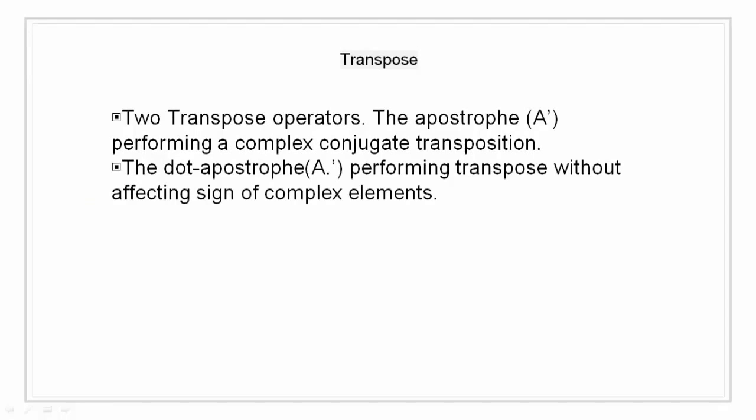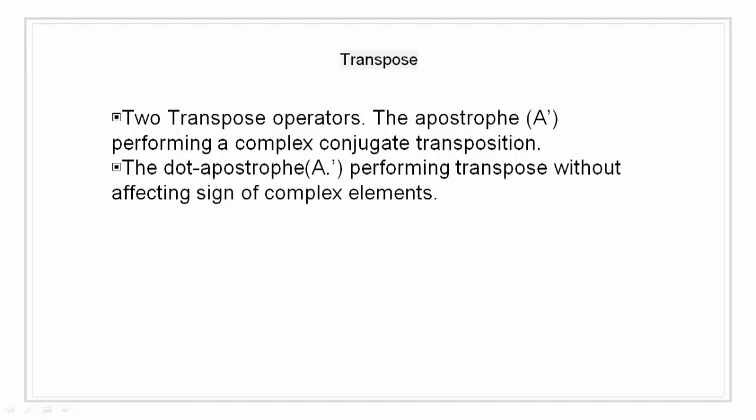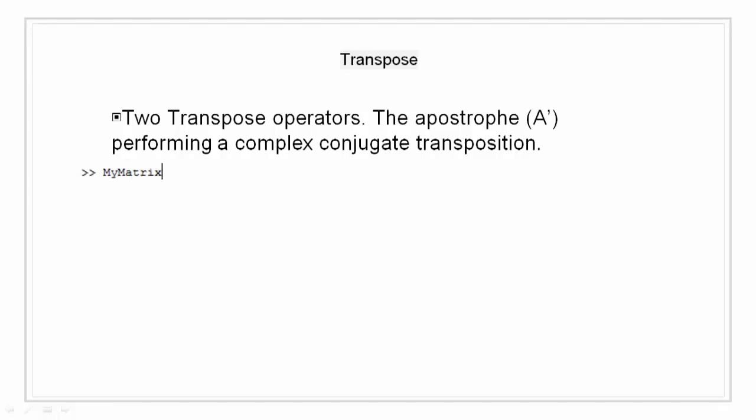The transpose operation. There are two transpose operators in Matlab. The first one is the apostrophe operator, which performs a complex conjugate transposition. What it does is basically flip a matrix about its main diagonal and also change the sign of the imaginary component of any complex element that may be present in the matrix. The second one is the dot apostrophe operator. This transposes without affecting the sign of complex elements. So for our matrix, which has all real numbers, both operations will return the same result.